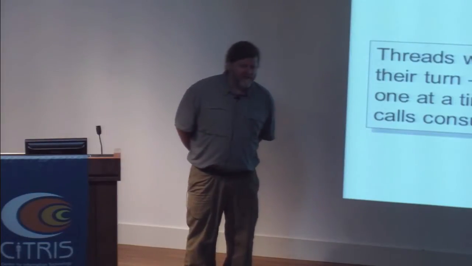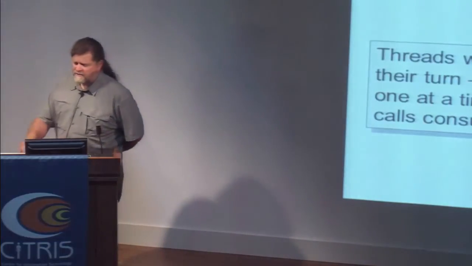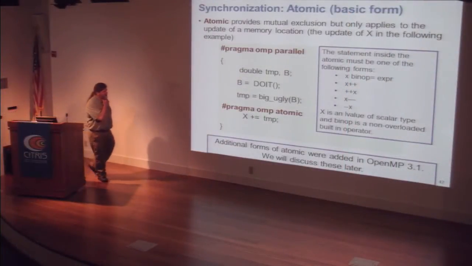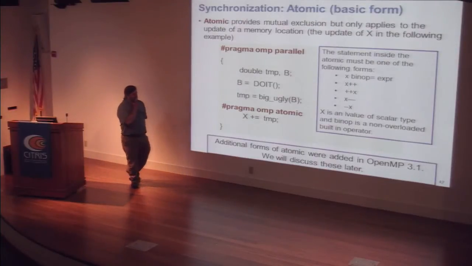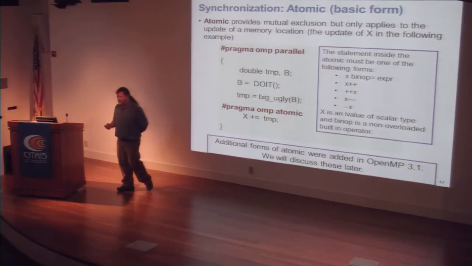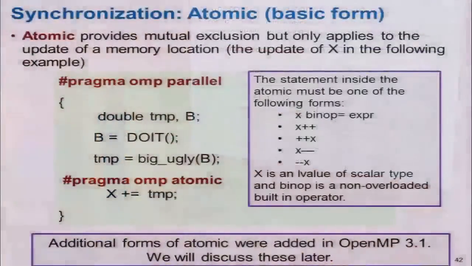But it's a very, very easy way to protect the updates to a single value. Now, hardware has a set of operations that are very efficient for simplified versions of safe updates to a variable, and they're done atomically. Atomically means an operation that either completes all the way or doesn't happen at all. And you can think of it as a real, real lightweight critical section in OpenMP called atomic.